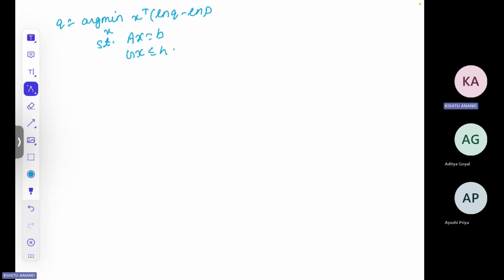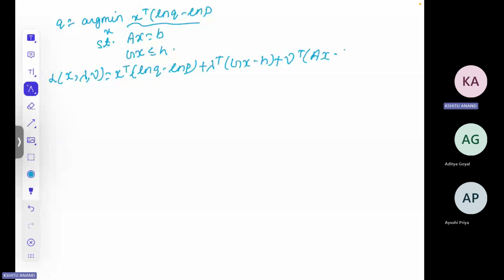We construct the Lagrangian L(x, lambda, v). The Lagrangian is an approach that helps you numerically solve a problem given some constraints. So how do you formulate it? You want to minimize x transpose ln x minus ln p. Now you have some constraints, so we express them as lambda transpose (Gx minus h) plus v transpose (Ax minus b). These are nothing but parameters. This is your Lagrangian.